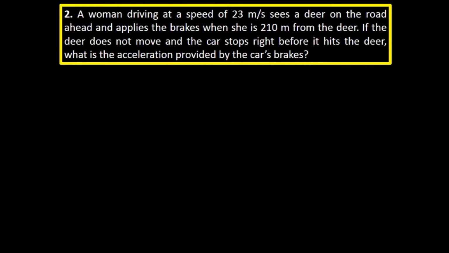Pretty fast, actually. A woman driving at a speed of 23 meters per second sees a deer on the road ahead and applies the brakes when she is 210 meters from the deer. If the deer does not move and the car stops right before it hits the deer, what is the acceleration provided by the car brakes?